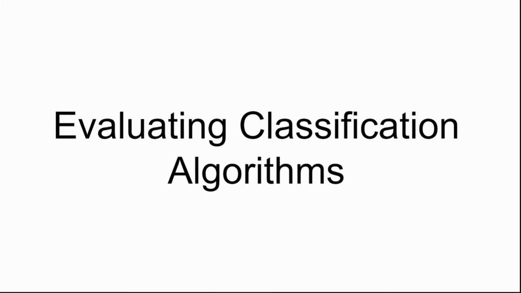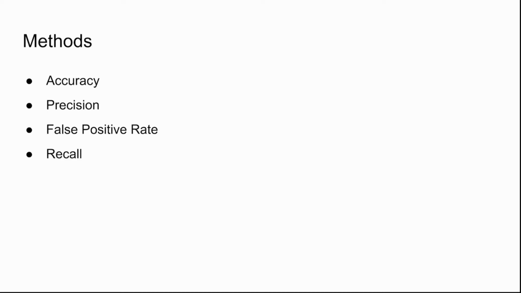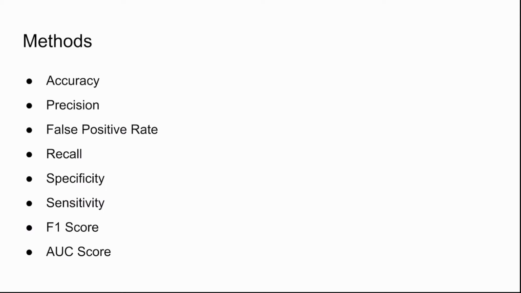In this episode, we're going to be going over methods of evaluating classification algorithms. The methods I'm planning to cover in this episode are accuracy, precision, false positive rate, recall, specificity, sensitivity, F1 score, and the UROC score.